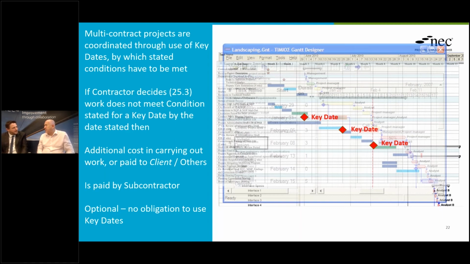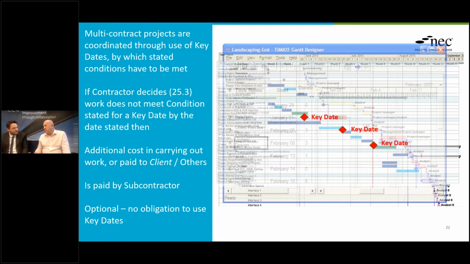Key dates, no difference. I quite often see on programs people put key dates on, and that's it. But they haven't put the date when they plan to meet the condition for that key date, and therefore they can't preserve their position. The clause doesn't operate to move the key date because they don't know when the date they were planning to meet it was. So these pairings are really important to show both the contractual deadline and the date when you plan to meet it.